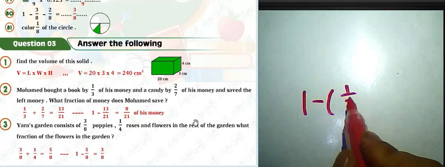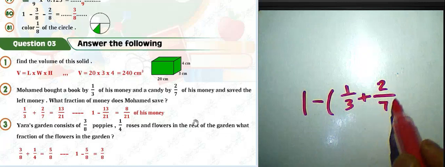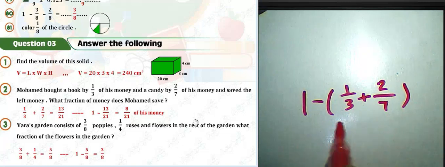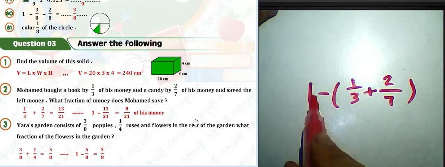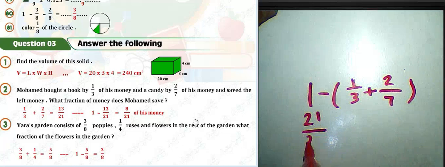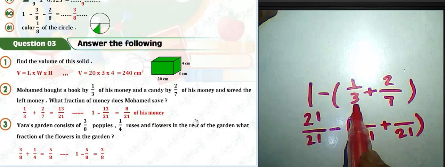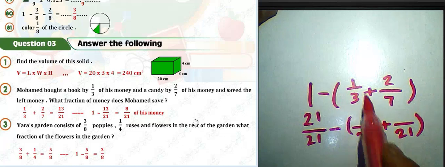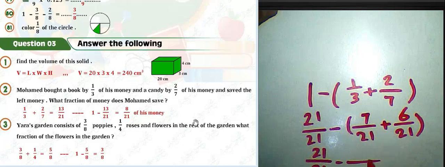About fractions 1/3 and 2/7. We can write the least common multiple between them. It will be 21. So 1 will be 21/21. Subtract here. Write 21 in the numerator and here 21. 3 times 7 is 21. 1 times 7 equals 7. 3 times 7 equals 21. 3 times 2 equals 6. And then write 21/21. Subtract the sum of them.